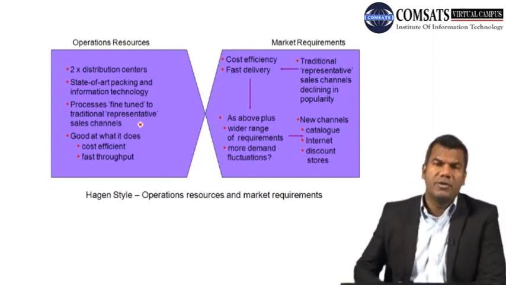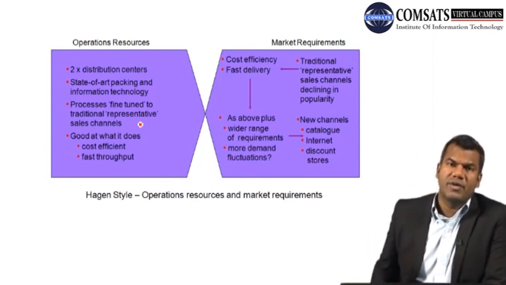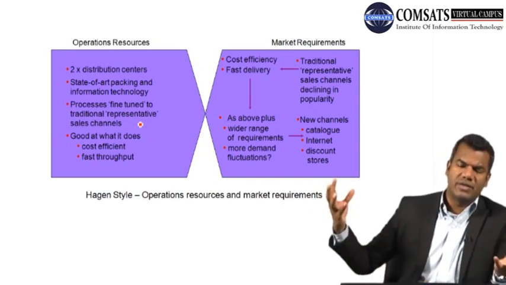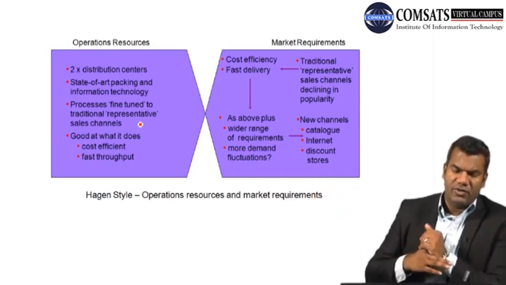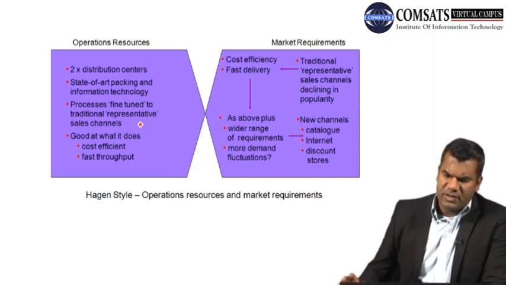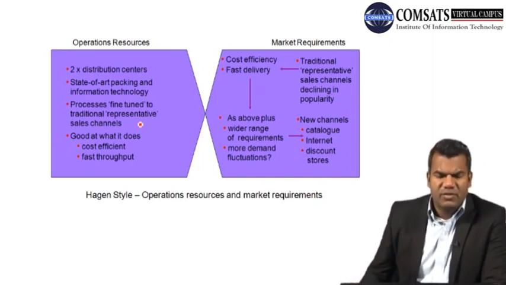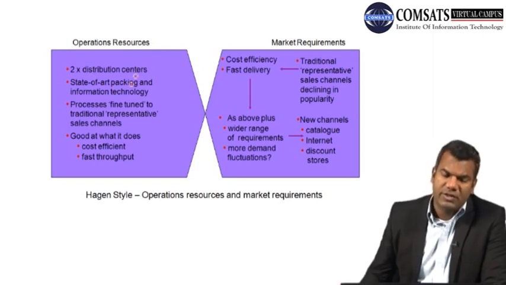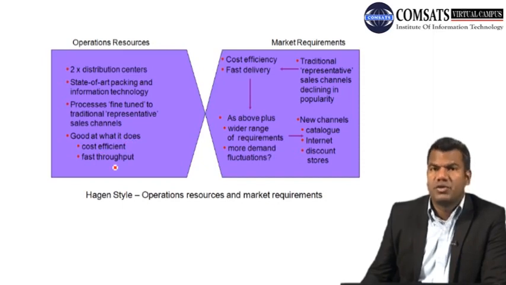Now, operation resources are on one side, and on the other side is your marketing. That is, both your internal and external parts are running. And this is known as Higgins style. Now, this is the example that you are going to study in the book. Basically, it has two distribution centers, its resources and operations. Then there are state of the art packing and information technology processes, good at what it does, cost efficient and fast throughput. These are its operations capabilities. What comes under market requirements?